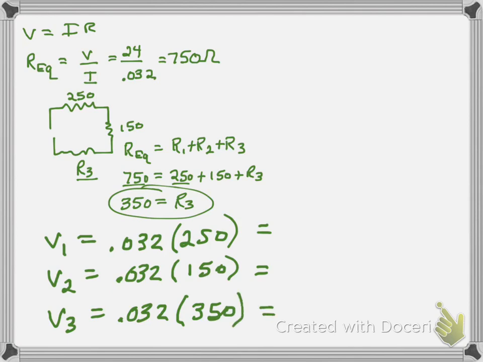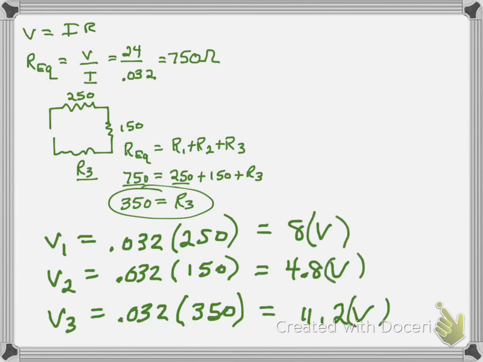So now I simply type those three in my calculator, and that will be my answer. So the first one comes out to be 8 volts. The second one comes out to be 4.8 volts. And the last one comes out to be 11.2 volts. And so the V here is your units. 8 volts, 4.8 volts, and 11.2 volts is the voltage across each resistor. And that's all for the first example.